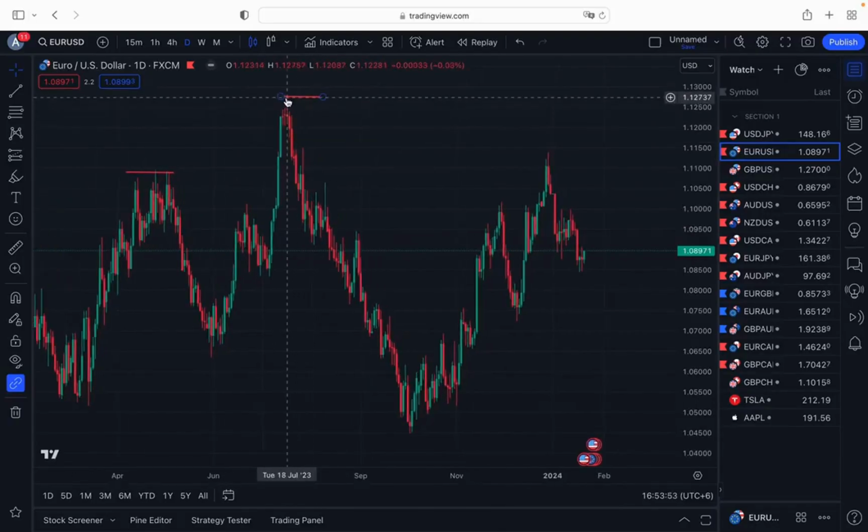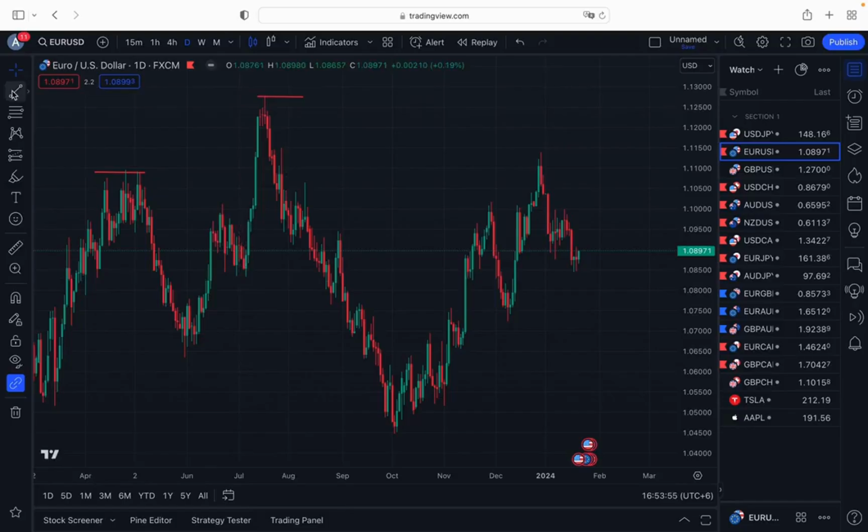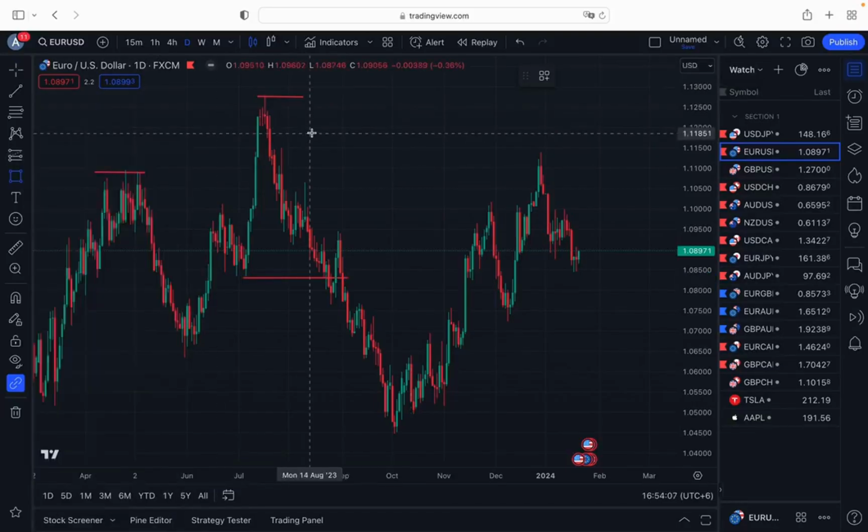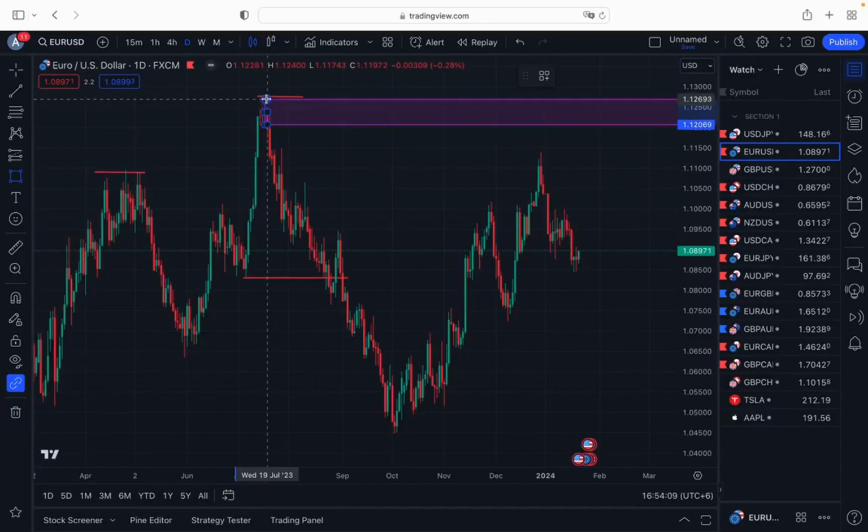But for this to be considered an order block, we need to see if there was a break of structure from below, from this area, right? If there is a break of structure, yes, if you look here, there was a break of structure. So what does that mean for us? It is considered an order block. So I go to this one and count it as an order block.